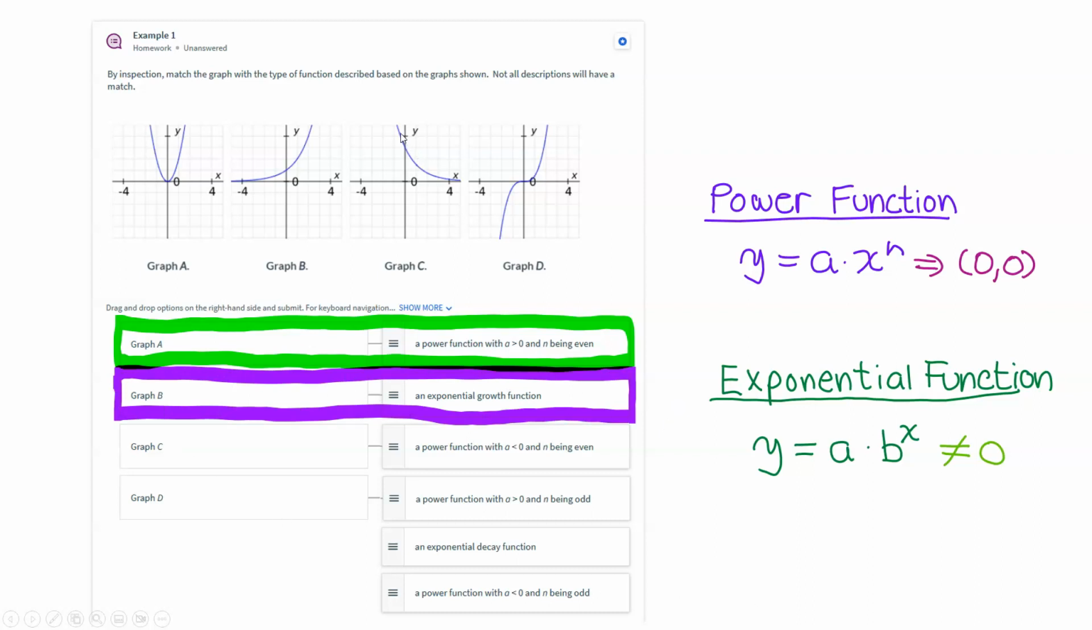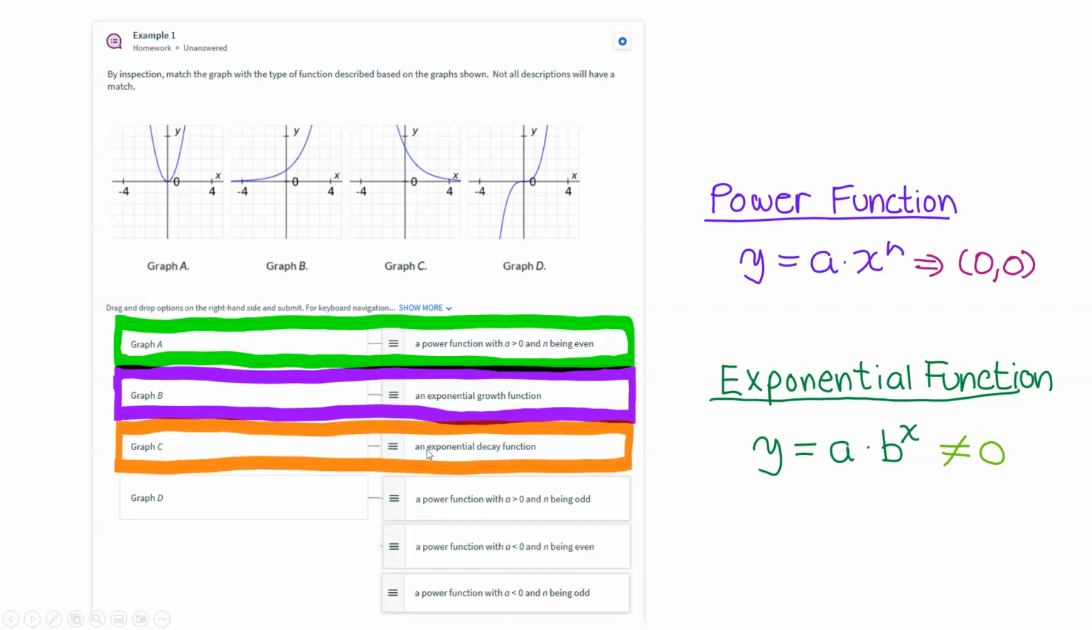Graph C, well, you still have that horizontal asymptote on the right side. It's decaying. It's an exponential function, but it's decaying. So it should be an exponential decay function, so that should go here. And that would match up with graph C.